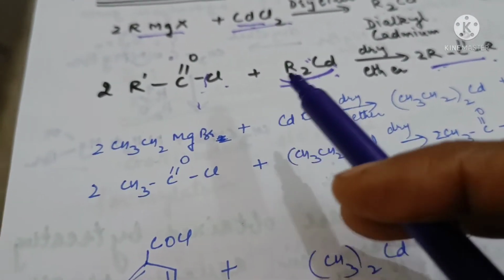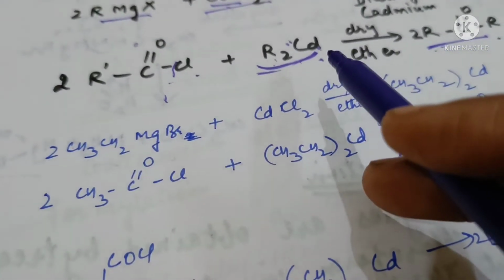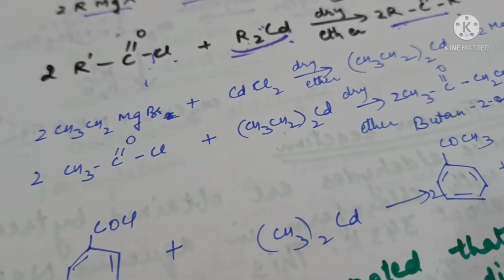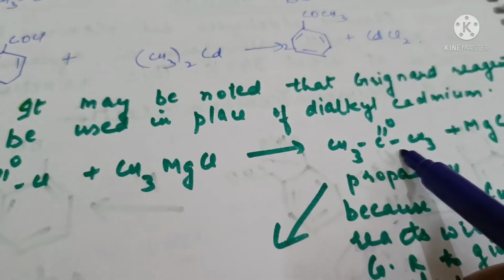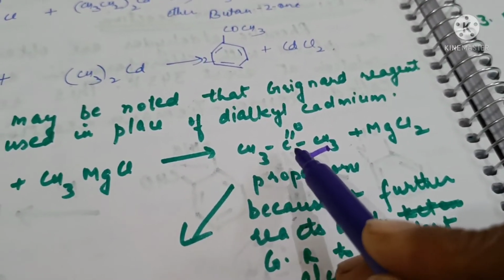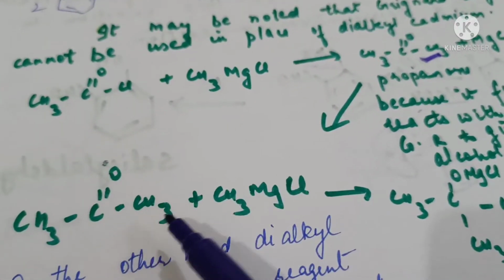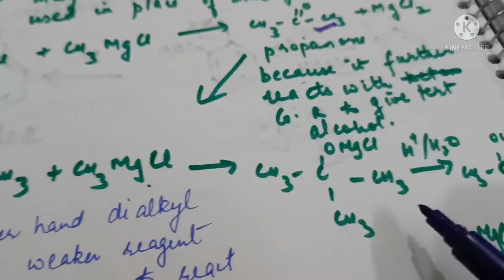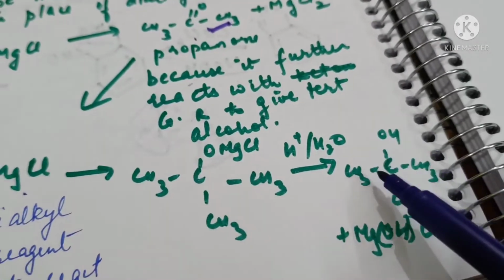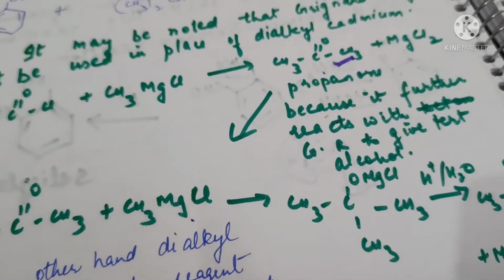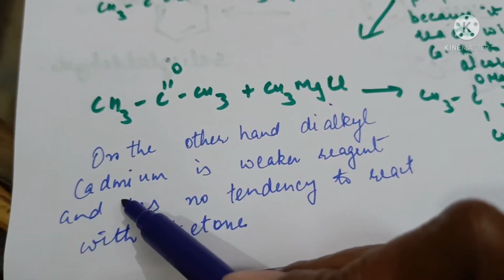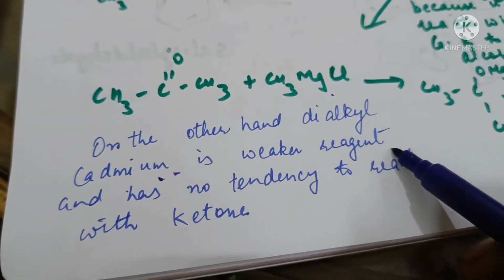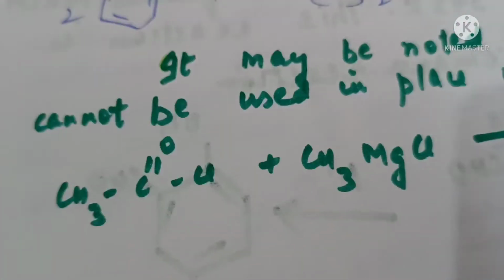This reaction cannot be done with Grignard reagent, because when we react with Grignard reagent, of course we get a ketone, but this ketone can further react with another Grignard reagent to ultimately form a tertiary alcohol. Whereas if we react, instead of Grignard reagent, with dialkyl cadmium, it's a weaker reagent and has no tendency to react with ketone.